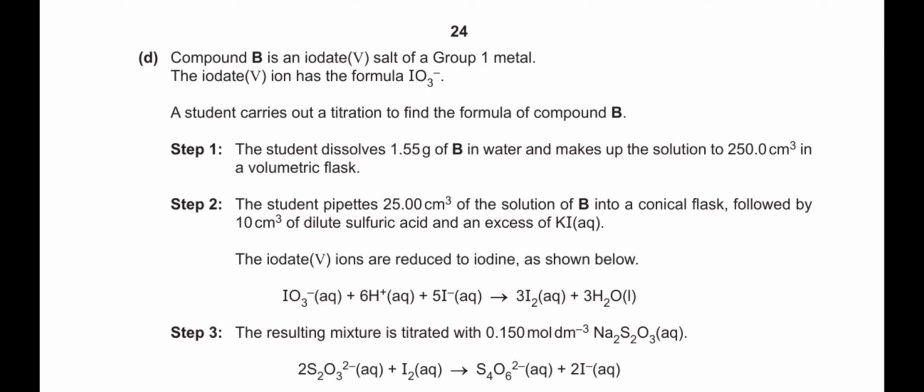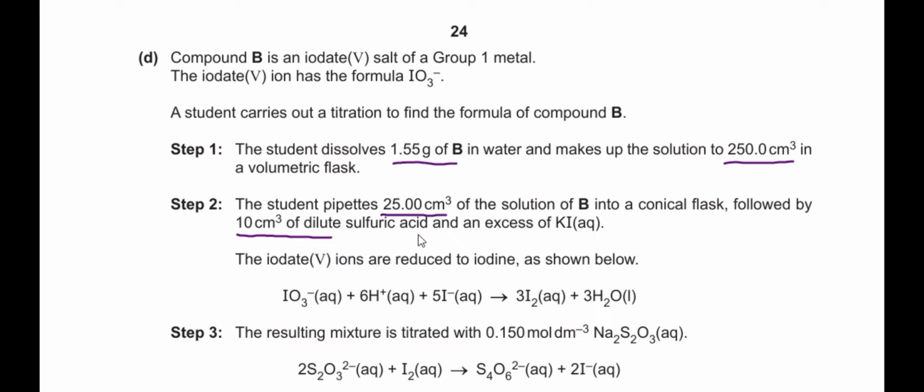Part D. It's a long worded question, and therefore while reading, let's keep on underlining the important information bits. Compound B is an iodate 5 salt of group 1 metal. The iodate 5 ion has the formula IO3-. A student carries out a titration to find the formula of compound B. The student dissolves 1.55 grams of B in water and makes up the solution to 250 cubic centimeters in a volumetric flask.